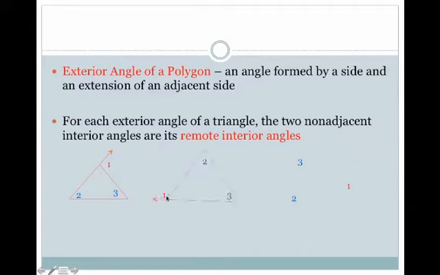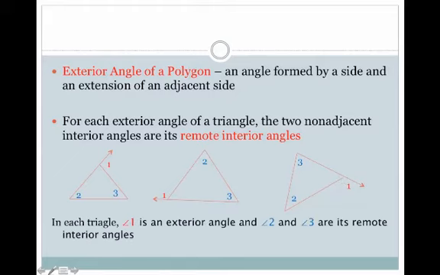Okay, here's your next diagram. We have angle 1 as your exterior angle, and 2 and 3 as your remote interior angles because they're not next to angle 1. Angle 1 is your exterior angle because it's formed by an extended adjacent side and a side. So in each triangle, angle 1 is an exterior angle, and 2 and 3 are its remote interior angles.